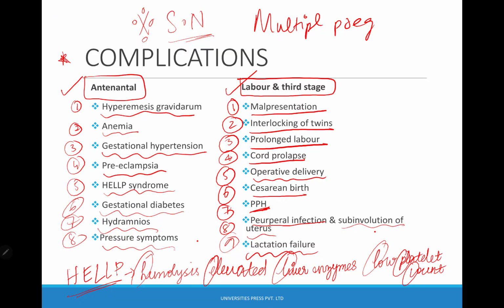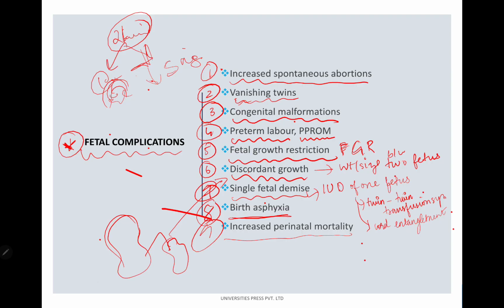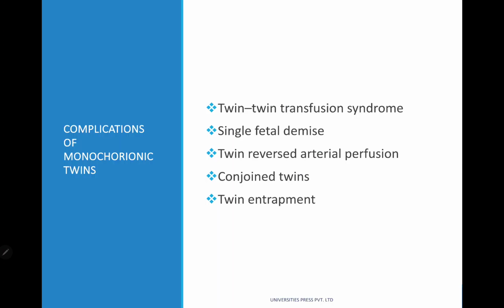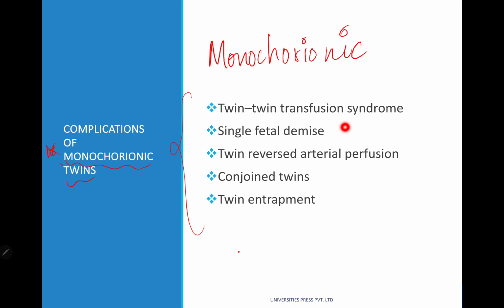So we finished antenatal complications, labor and third stage complications, fetal complications, placental complications. Now moving on to the complications of monochorionic twins. So what are the complications of monochorionic twins? Specifically, I already told you, with monochorionic twins, the complications are going to be very drastic.